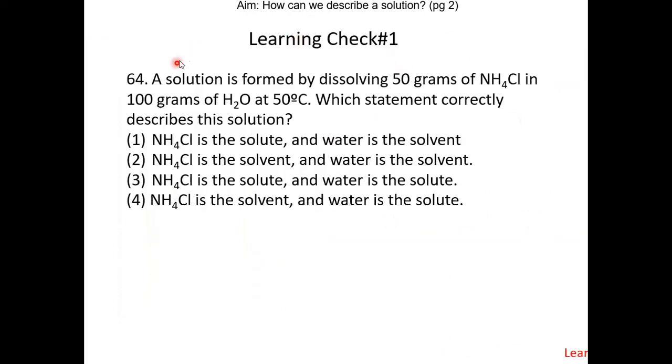Learning check number 1. A solution is formed by dissolving 50 grams of NH4Cl in 100 grams of water at 50 degrees Celsius. Which statement correctly describes the solution? Pause the video and resume as completed. In this scenario, NH4Cl is the solute because it's being dissolved by the solvent, which is water. So the answer is choice 1.